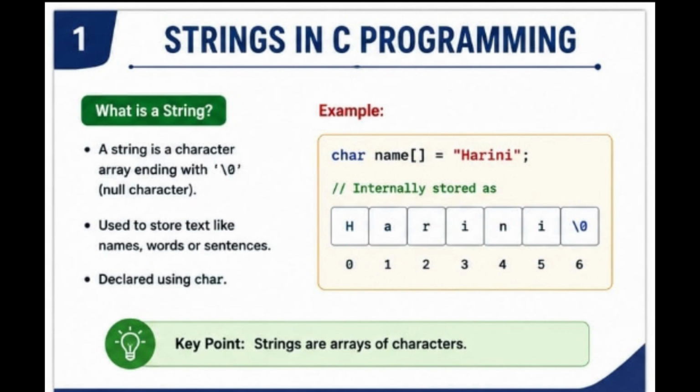But there's a catch. The computer needs to know where the word ends, so it doesn't keep reading into random memory. That's why we use the null character, written as \0. If you store the name Harini, C puts HARINI in the first 6 slots and then adds that \0 at the very end as a stop sign. Without that sign, the computer would never know the string is over.